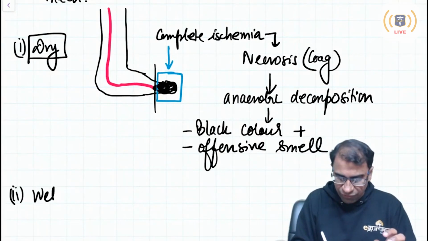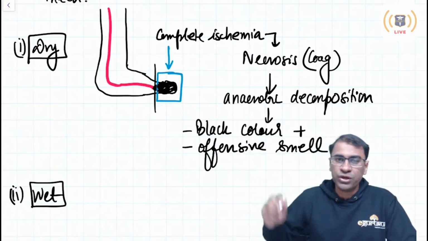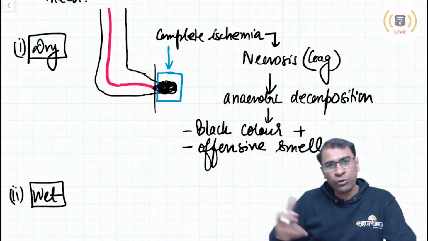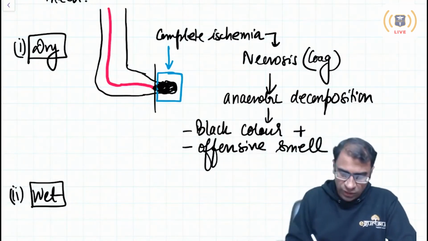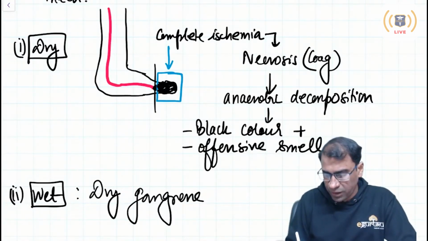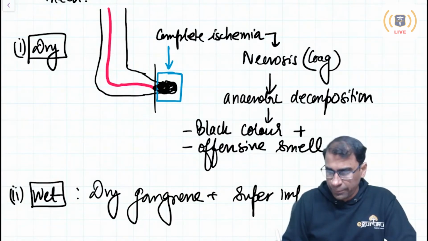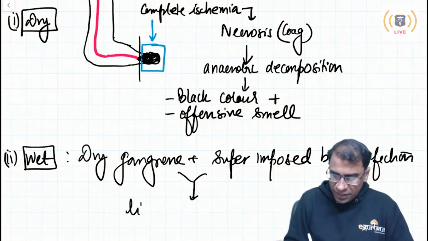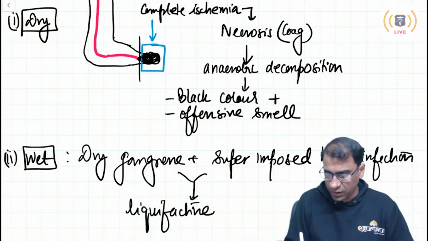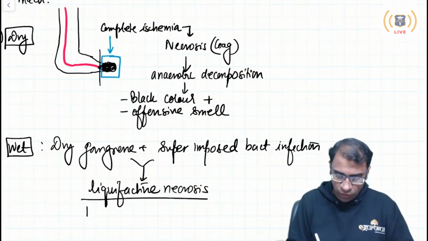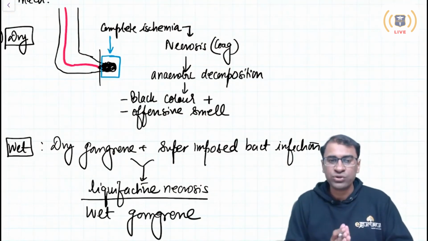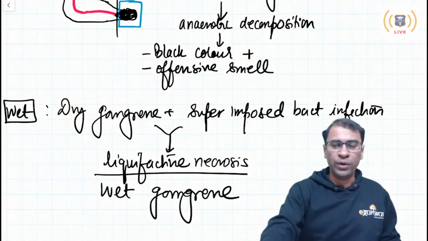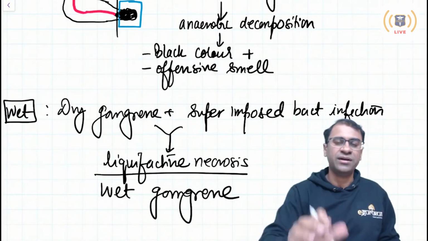Secondly, there's something called wet gangrene also. So over the dry gangrene, if there is a superimposed bacterial infection, again the same thing will happen. The necrosed tissue will now be removed by neutrophils, and that becomes what? Liquefactive necrosis. So if ever you find a dry gangrene with a superimposed bacterial infection, it will lead to liquefactive necrosis. In other terms, this will be called wet gangrene. So remember, whenever you see a dry gangrene with a superimposed bacterial infection, it is called wet gangrene.